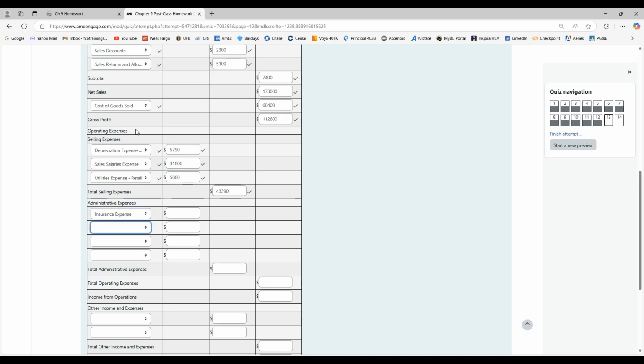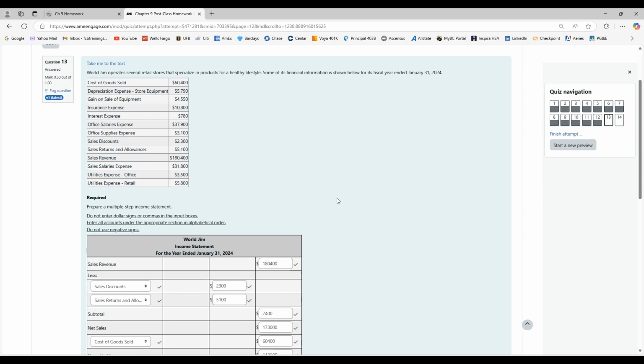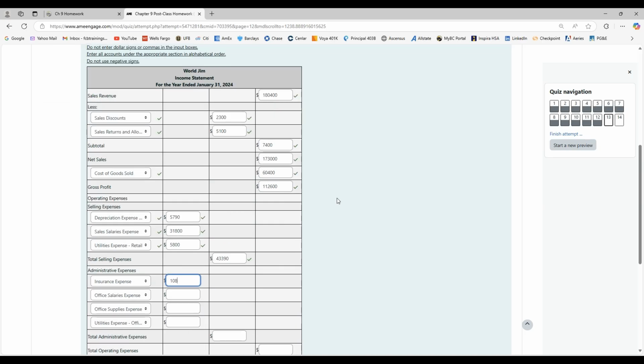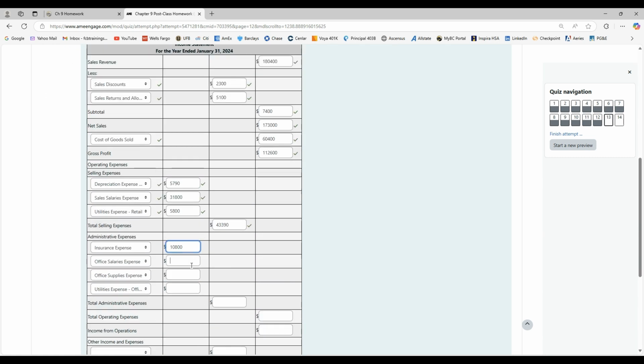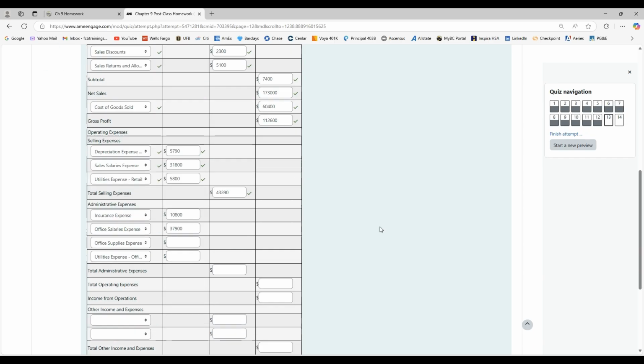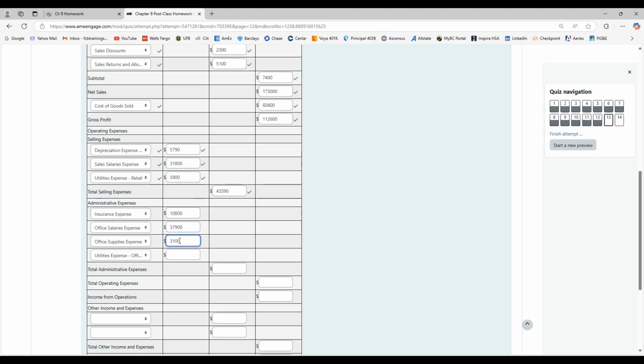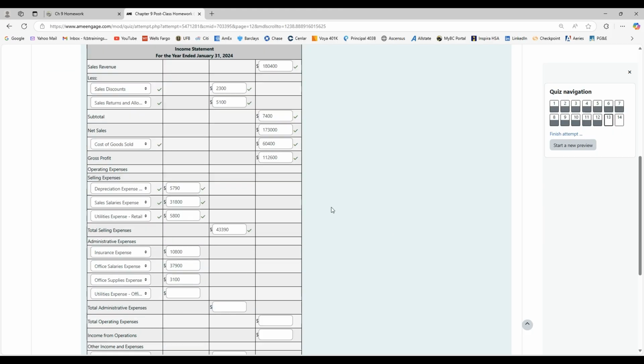Insurance expense will be more of an administrative cost. Interest expense we're going to put down with other. We have office salaries, office supplies, and utilities for the office there. And so that was $10,800 for insurance, $37,900 for office staff, office supplies was $3,100, and utilities for the office was $3,500.